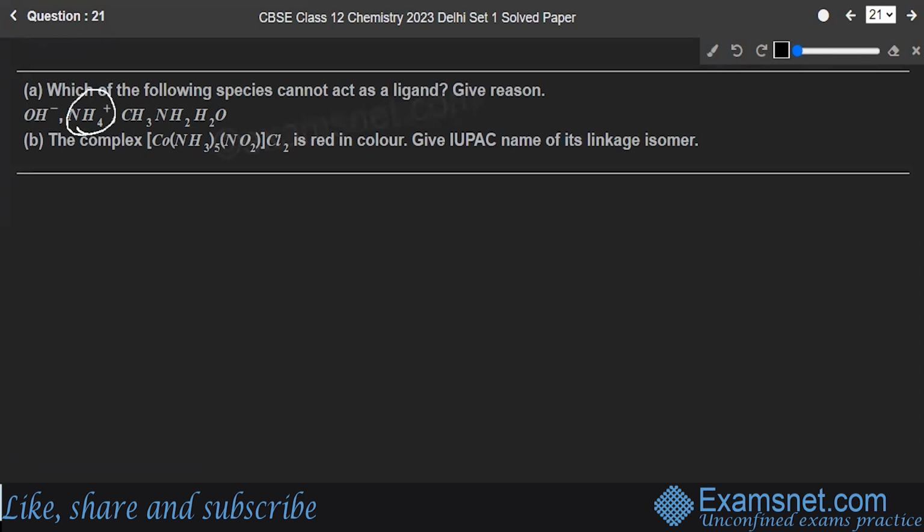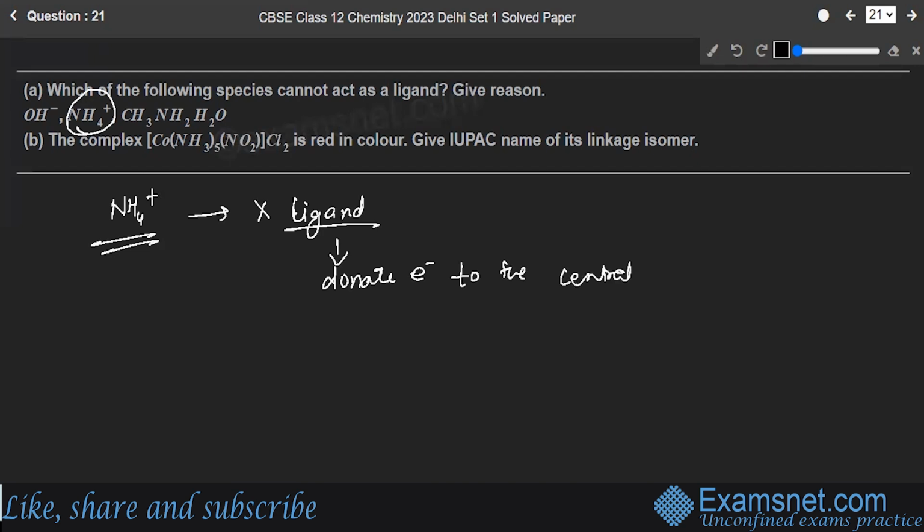Out of the given options, the ammonium ion cannot act as a ligand. See, ligands donate electrons to the central atom, or they have a lone pair of electrons to donate and form a bond between the ligand and the central atom. Ammonium has a positive charge over here, so it cannot donate any pair of electrons to the central atom and form a bond. So it cannot act as a ligand. Ammonium is the right answer to the question.